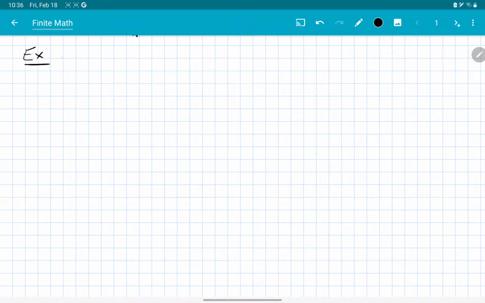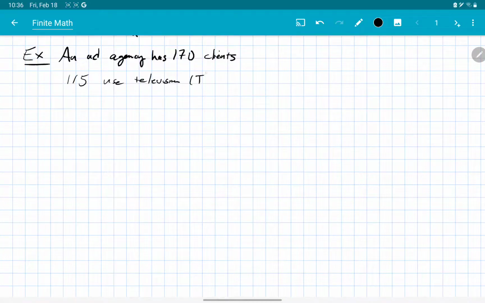In this example, an ad agency has 170 clients. 115 use television ads. We'll call those T. 160 use internet. We'll call that I. And 130 use mobile apps.